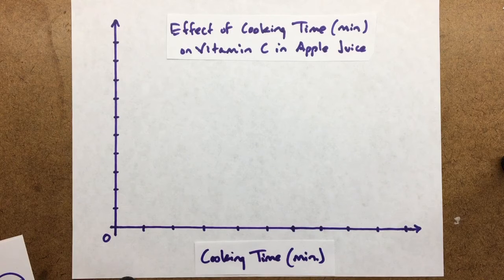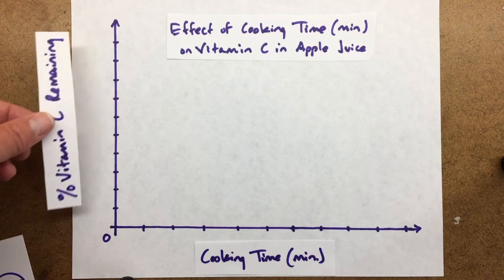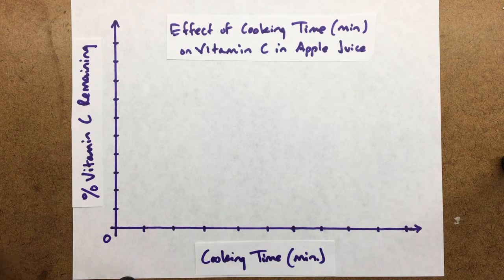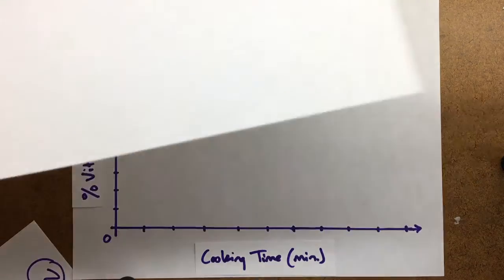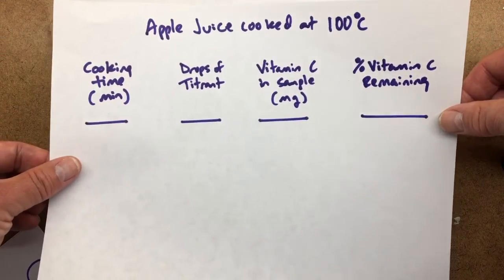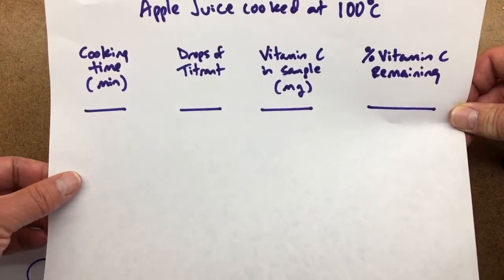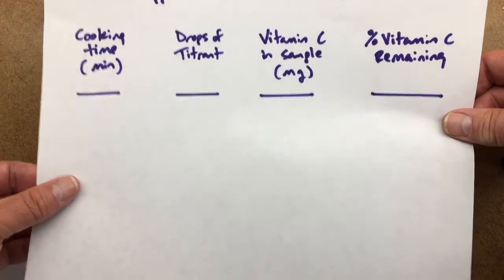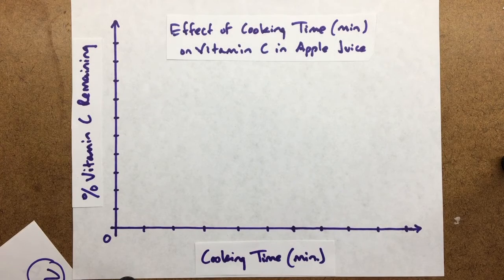So I'll tell you the cooking time, and then you'll plot what percentage of the vitamin C remains after each amount of time cooking. The data that you're going to use for that comes from the data table that you made about apple juice that was cooked at 100 degrees for different amounts of time. This will be the vitamin C remaining. This will be the cooking time. Those are the axes on the graph that you're going to plot.